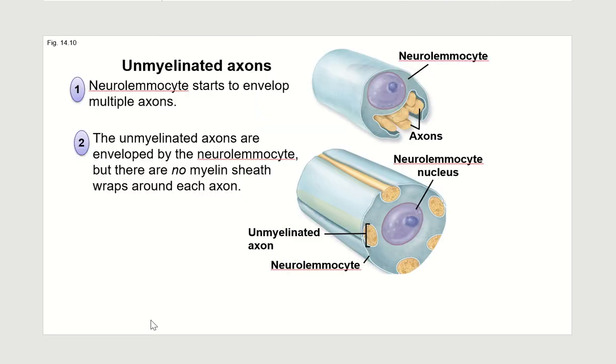So there are also things that we call unmyelinated axons. They aren't completely unprotected. They do have a little bit of extra plasma membrane around them, but they don't have the really thick layers of myelin like the myelinated axons. So in this case, here's our neurolemocyte, and instead of wrapping itself many, many times around one axon, it puts out a little bit of plasma membrane around a bunch of axons. Just kind of gives it a little wrap like that.